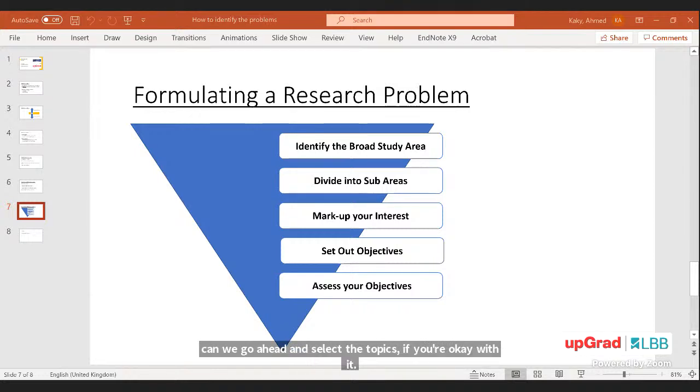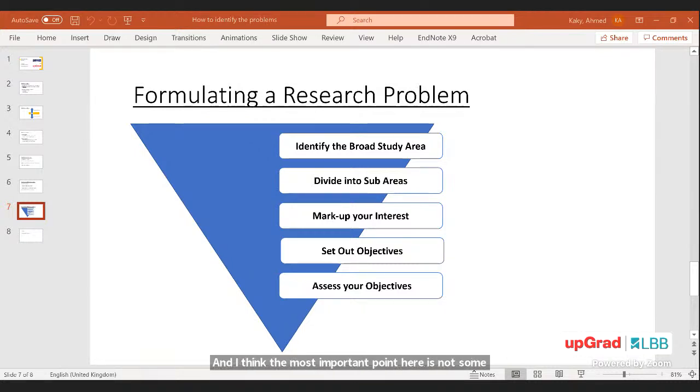I think the most important point here is not selecting the supervisor himself or herself, but selecting the topic that you feel passionate about or interested in, because the problem or the topic is much more important than the supervisor, because you will be working on that topic, and the only task of your supervisor is to keep you on track.